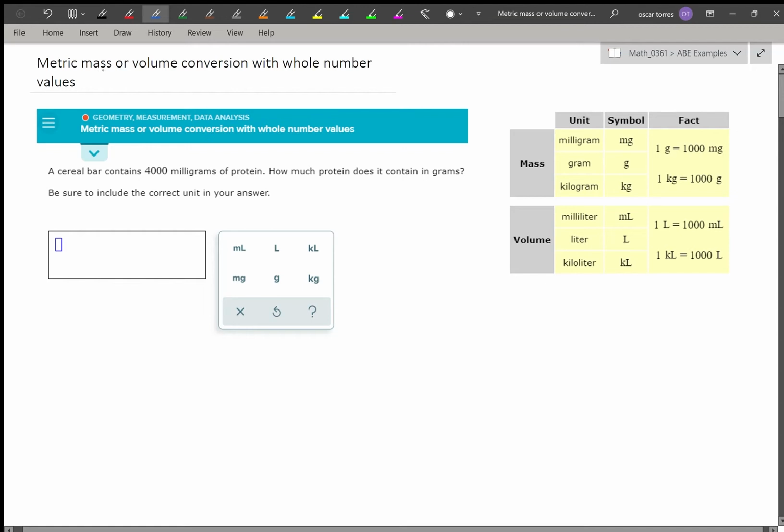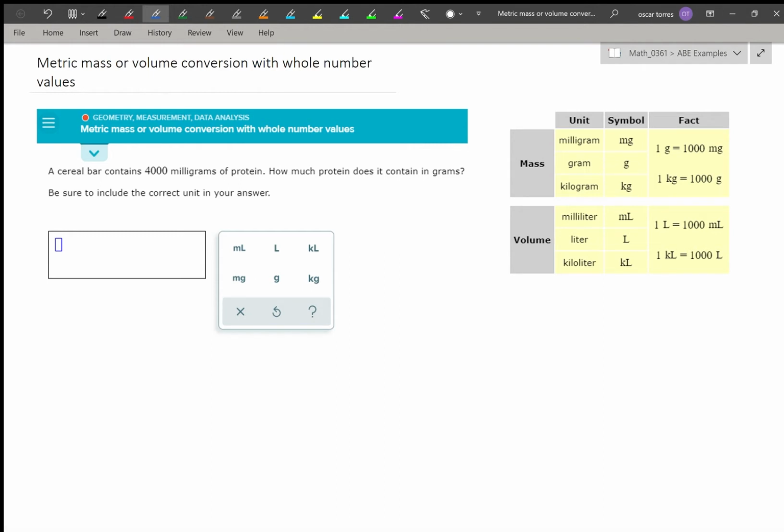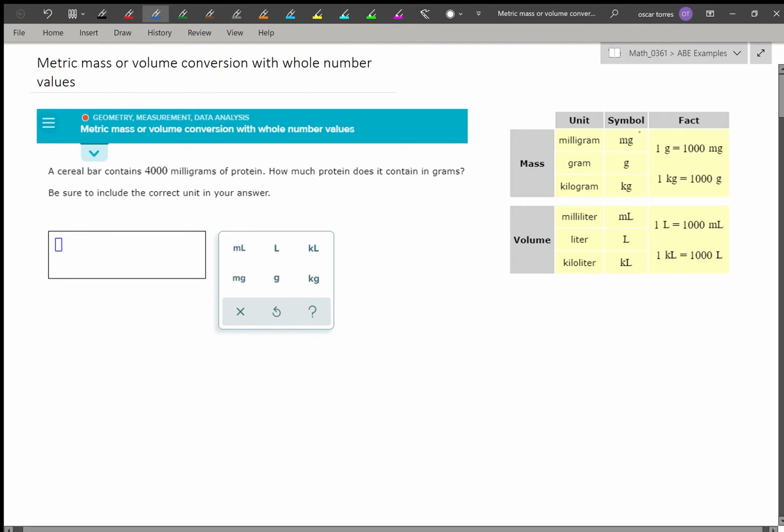When working on mass or volume conversions within the metric system, it's important to understand the prevalence of the number 1,000 when converting between units. It's important to know that 1 gram is 1,000 milligrams and 1 kilogram is 1,000 grams. In a similar manner, for volume, 1 liter is 1,000 milliliters and 1 kiloliter is equal to 1,000 liters.